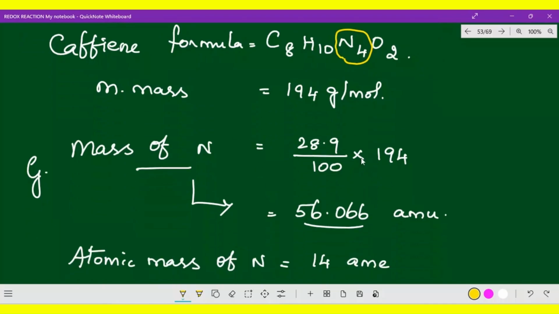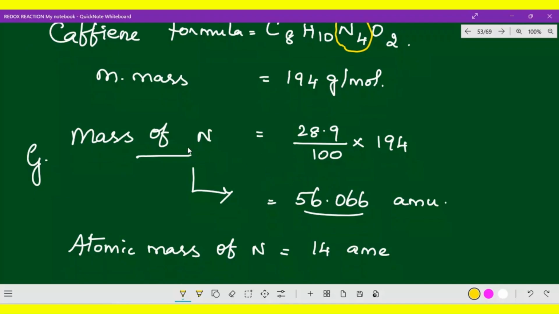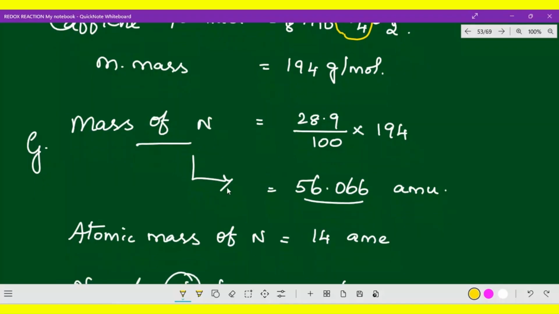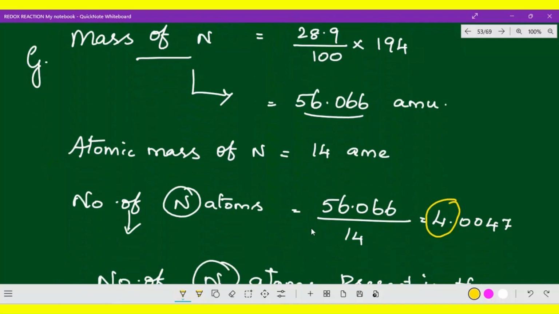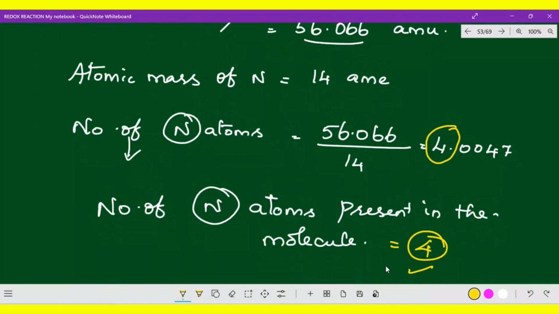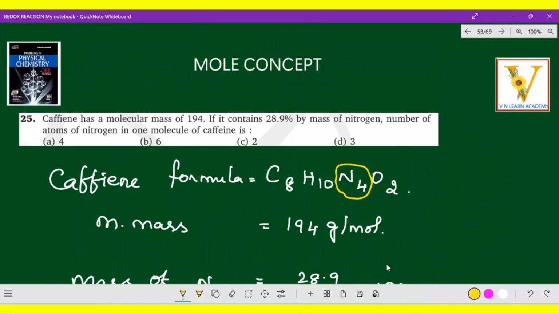How do we identify? From the percentage, we get the separate nitrogen mass. Then from that, the atomic mass, given mass by molecular mass, in that way, finally you find the answer, right? I hope you got the idea to solve this question. Now, which is the correct option? Option A is the correct option, 4 only. So from the first line only, you will come to know the answer. This is for a checking point.